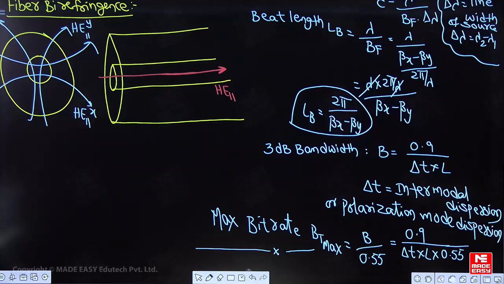Next point: due to this, the modes have different propagation constants, beta x and beta y, which are dictated by the fiber cross section.